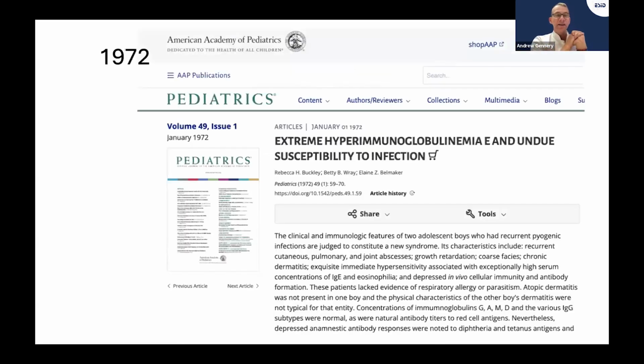And it took until 1972 when Rebecca Buckley, and this is why the syndrome is also sometimes called Buckley syndrome, described two additional boys who had recurrent infections and a hugely elevated IgE. So back in 1966, IgE had not been discovered yet. Therefore, it was the first time that the syndrome was associated with those hugely elevated IgE levels, which in the end turned out to be not only not causative for the phenotype, but also just a biomarker for the disease.